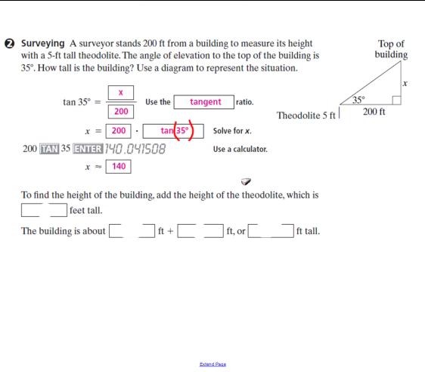Now, we're not quite done. They want to know how tall the building is. We've found this length here based on this right triangle, but remember that the theodolite is actually 5 feet in and of itself. So we have to add that 5 feet on there. So the building is going to be 140 plus the additional 5 feet, or 145.